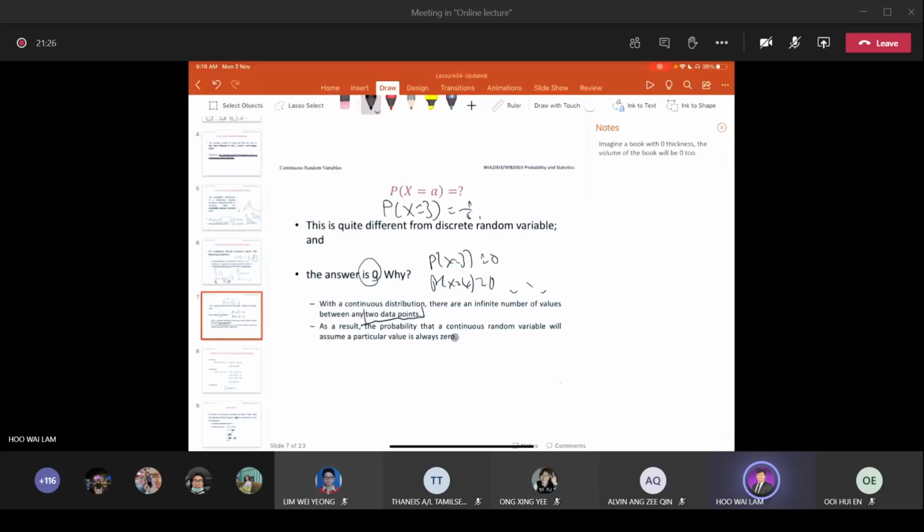If you feel that this is difficult to understand, imagine this situation. Imagine a book. You want to calculate maybe the thickness or the volume of the book. So you need to measure length, width, and height. And then imagine your height or thickness is actually 0. So the volume of the book will be 0 too. How will you get 0 thickness? Your starting point and your ending point are the same. Here, your starting point is 3, your ending point is also 3.